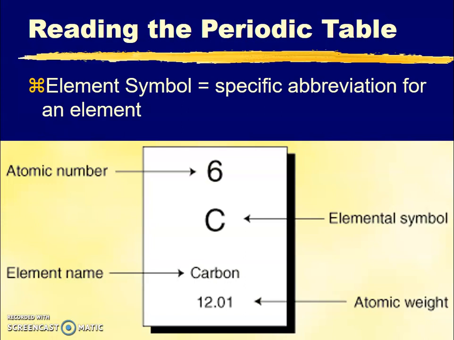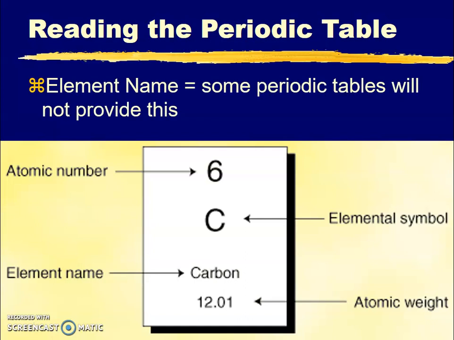You want to be careful as we're going through to make sure that you capitalize what's supposed to be capitalized and you lowercase what's supposed to be lowercase, because it can change the identity of what you are writing. For example, cobalt is capital C, lowercase o. Okay, that's an element. But if you have capital C, capital O, well, now that's carbon monoxide, and that's a compound, and that's something totally different. Okay, so be careful.